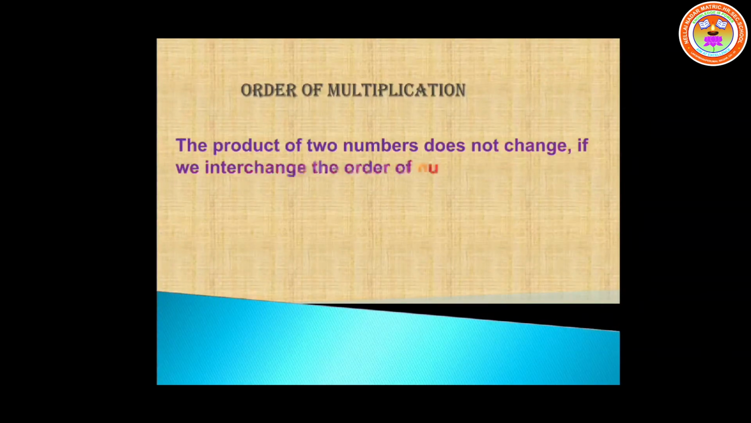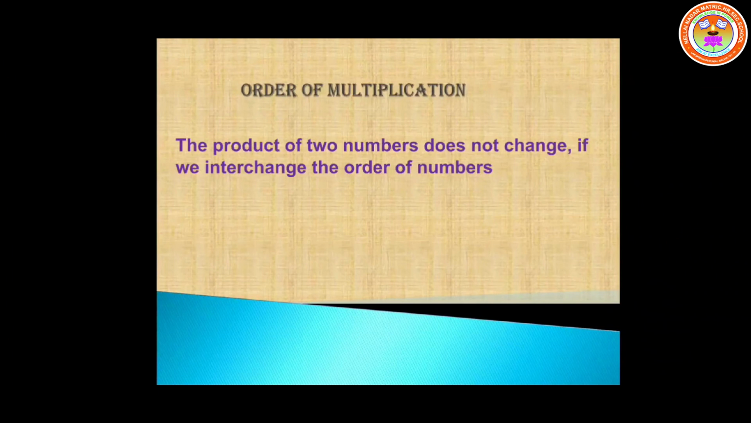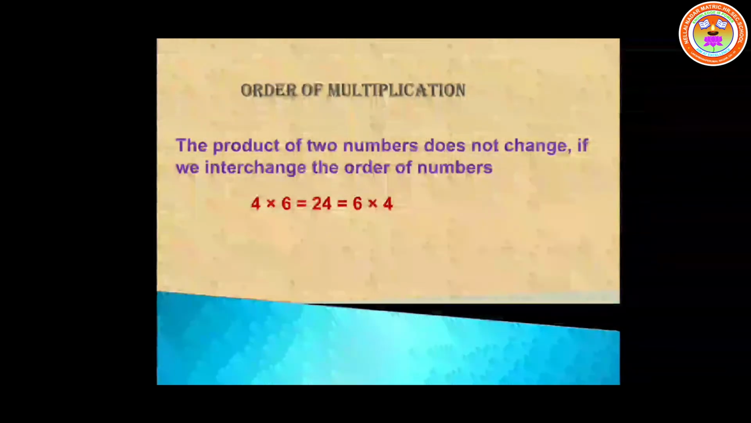Next, order of multiplication. What is order of multiplication? The product of two numbers does not change if we interchange the order of numbers. If I take two numbers, for example, 4 and 6. What is 4 into 6? 24. Now suppose if I change the order of the numbers, that is 6 into 4.